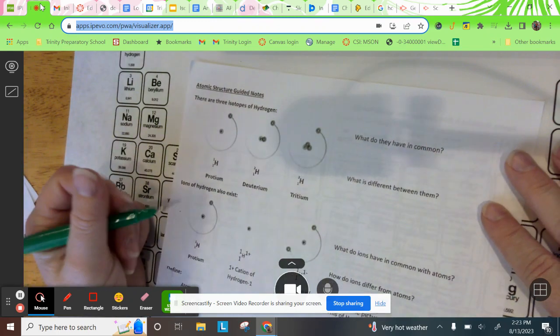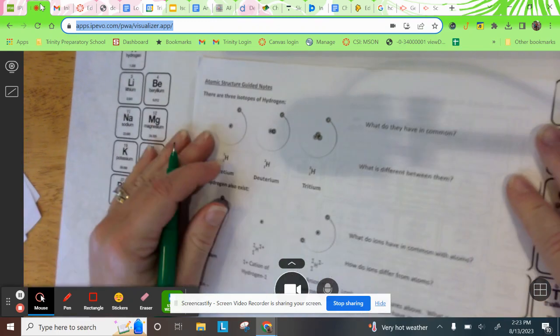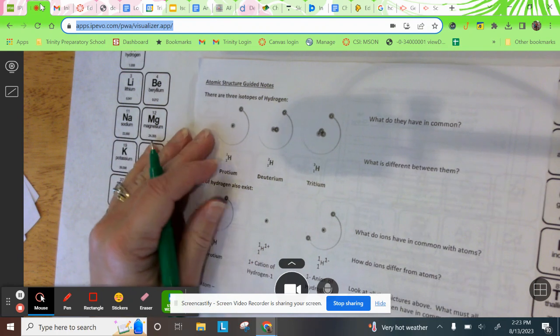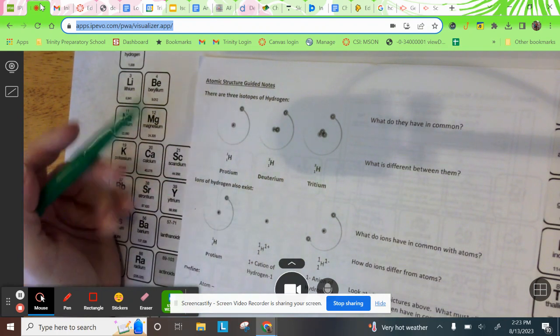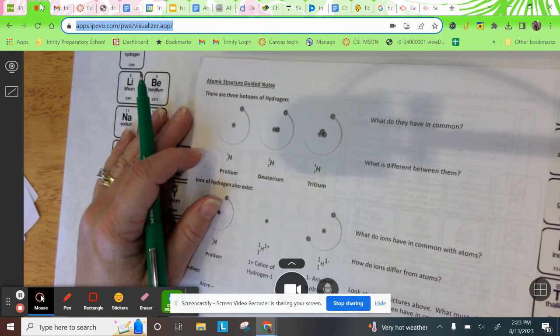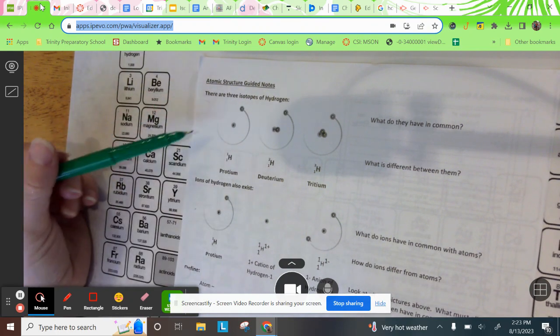Okay, we're doing atomic structure guided notes today. A lot of this is just review from honors chemistry, but I feel like we need to look at it just to remind you guys. Okay, so let's take a look at the picture up here.